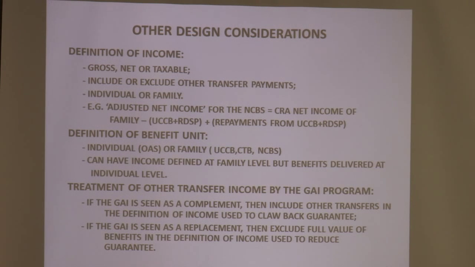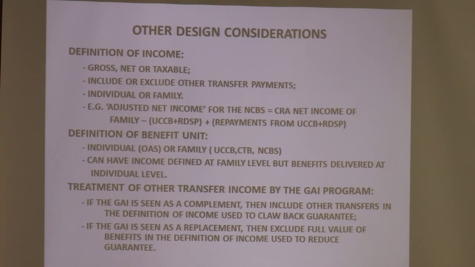Definition of the benefit unit. Is it the individual, in the case of the Old Age Security, or the family, in the case of most of the child-related transfer programs? With the family unit, it's the family level of income that's used in defining the net benefit. One of the things that you can do, though, is, one does have the flexibility. You can define income at the family level for defining what the value of the net benefit is, but then there's nothing preventing an administration organization from then divvying that up and cutting a check to each individual.